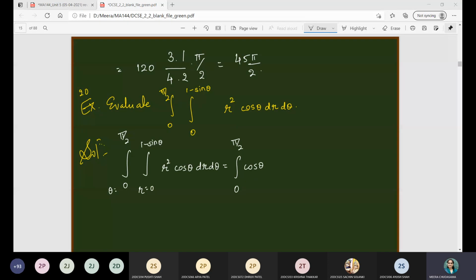Anyone got the answer? 1 by 12. 1 upon 12, correct one. How many of you got it? 6 people have already raised their hand. Let me see how many of you got it. Except the 6, there are 8, means 9. Okay, so 3 students got it.